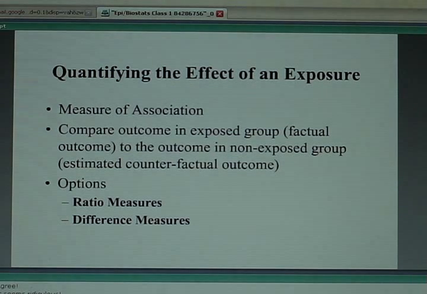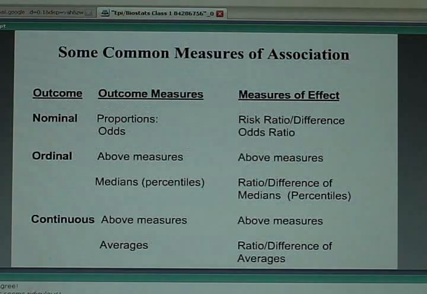So if you have an outcome which is nominal, diabetes versus non-diabetes, you measure the proportion of people who are diabetic among the spam users and the non-spam users, or you measure the odds of being diabetic in the two groups. The usual measures of association, the usual measures of effect, are ratios of those proportions, ratios of odds, or differences in those proportions. So things like risk ratios, risk differences, and odds ratios are the common way we measure outcomes which are binary, nominal in scale. If the outcome was ordinal, you could collapse it into a binary scale.